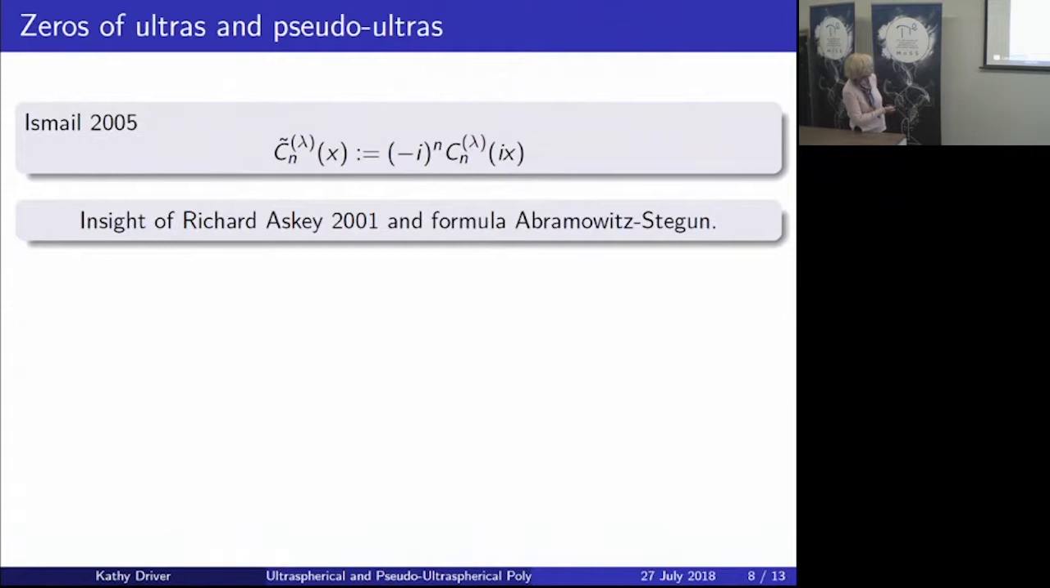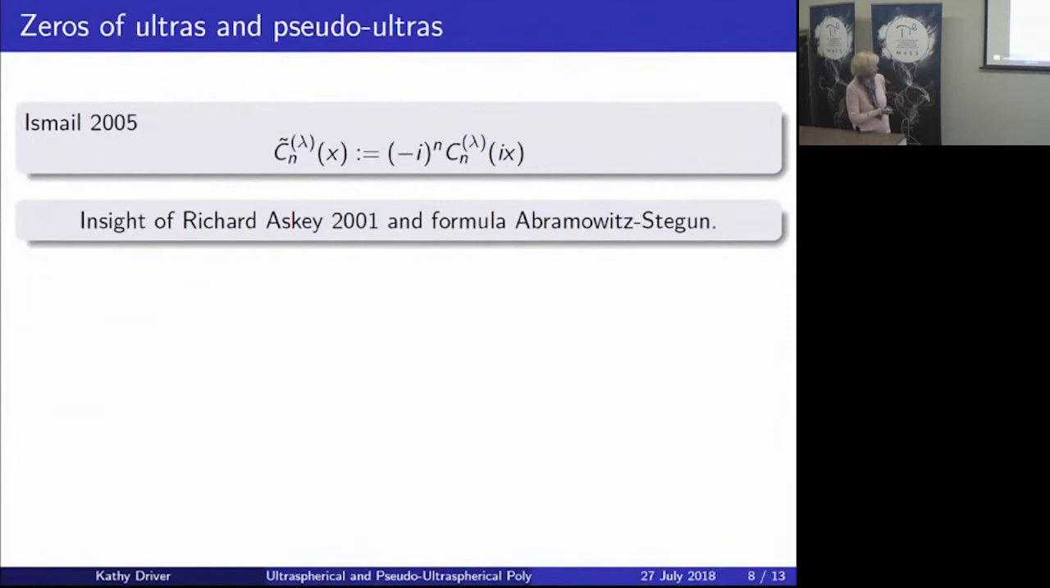And now my question was, we know something about the zeros of the orthogonal ultraspherical polynomials. We know the connection between the ultraspherics and the pseudo-ultraspherics. Is there a connection between the two? It's not that it's a very beautiful result. It's very simple, and it comes out of an observation of Richard Askey's and a formula in a well-known book of formula tables. So nothing terribly new, nothing very deep, nothing very difficult, but very, very pretty.